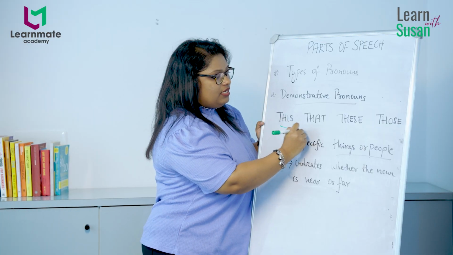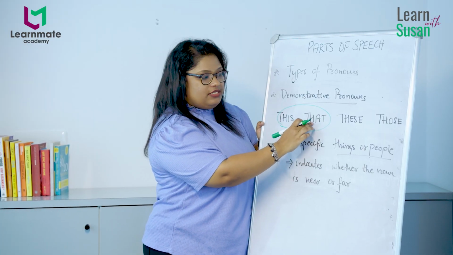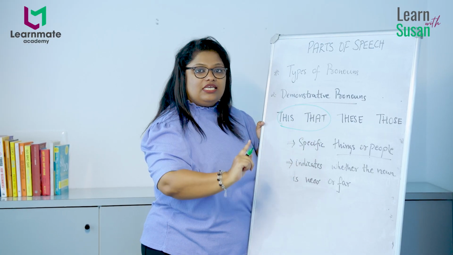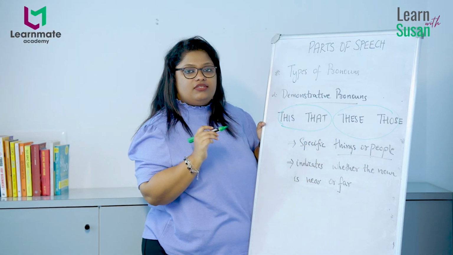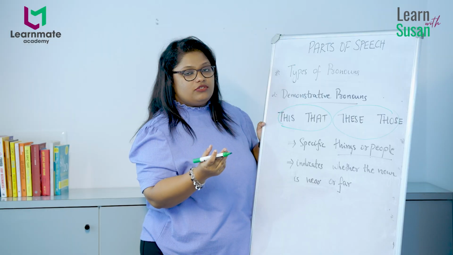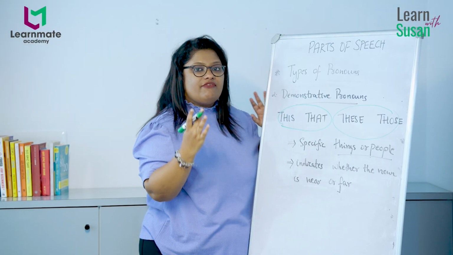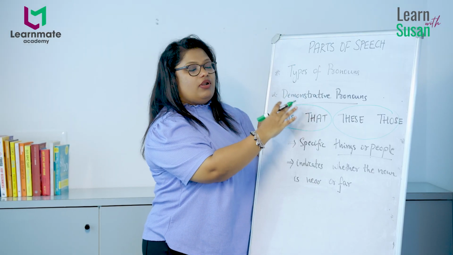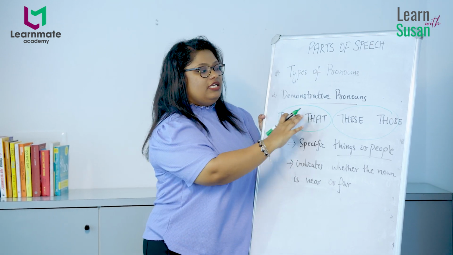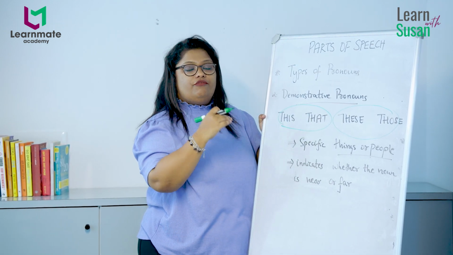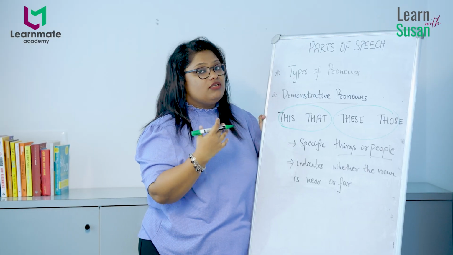So as you can see, this and that refer to singular nouns, whereas these and those refer to plural nouns. So according to all these factors, demonstrative pronouns can be changed accordingly. Now similarly, these pronouns can also be referred to different ideas and concepts.